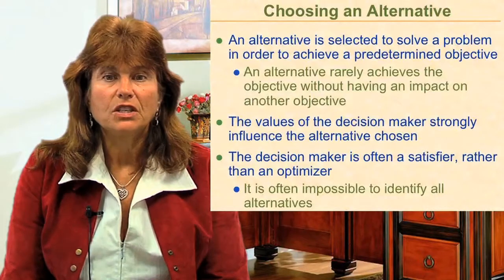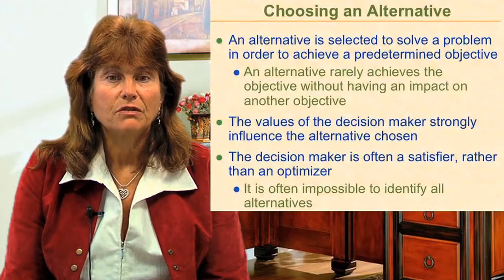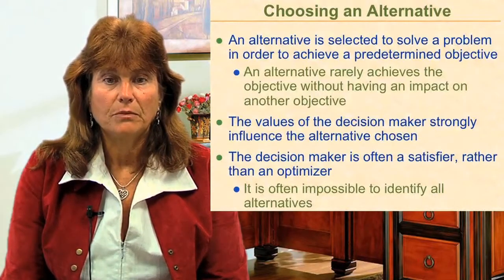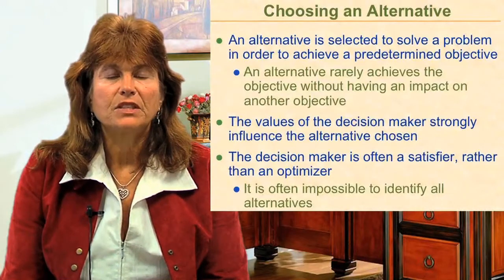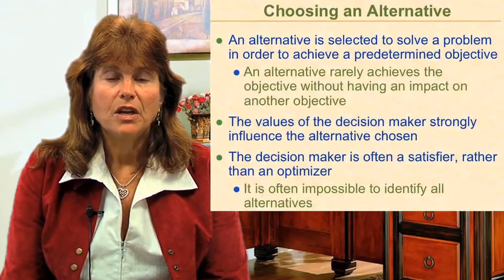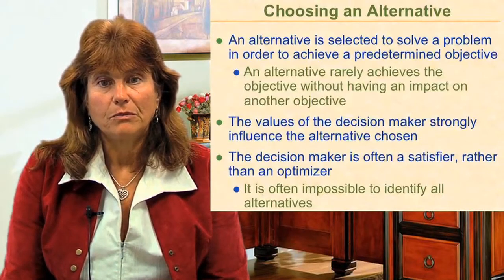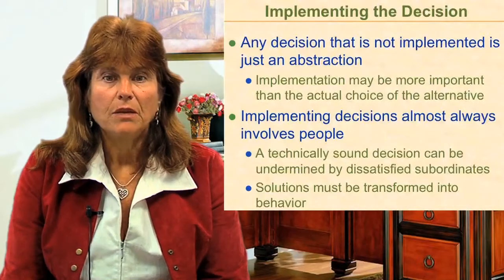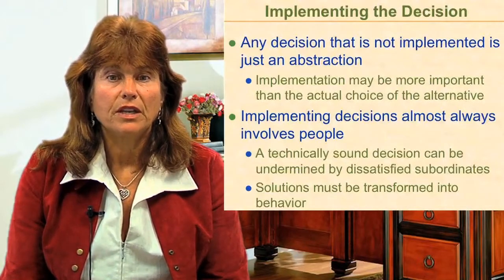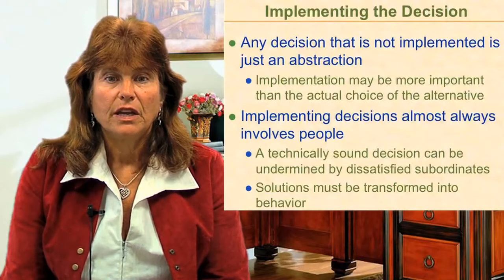The values of the decision maker strongly influence the alternative chosen, and we're going to talk about that later in our discussion here. The decision maker is often the satisficer rather than the optimizer. They want to make the best decision without often using too high of a risk factor. We can have all sorts of alternatives developed, but any decision that's not implemented is basically an abstraction of ideas and situation. Implementation could be more important than the actual choice of the alternative and how that's implemented.